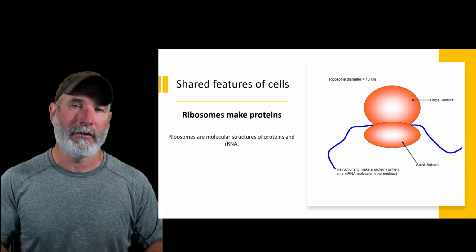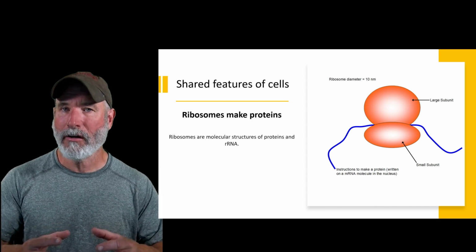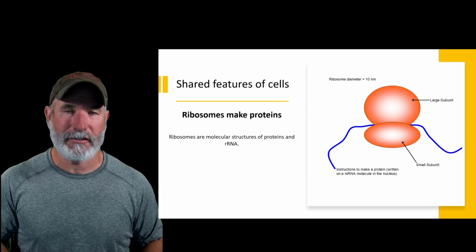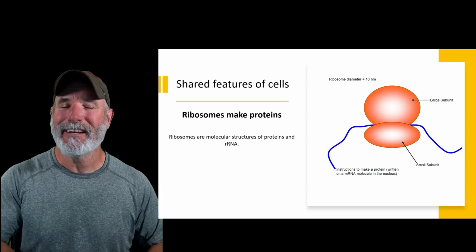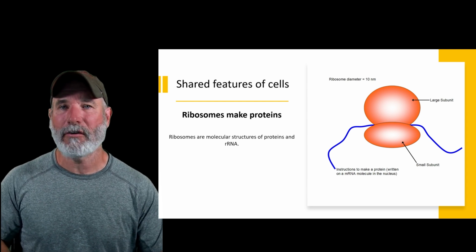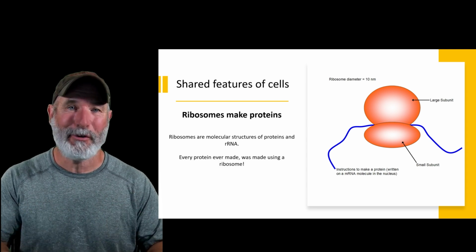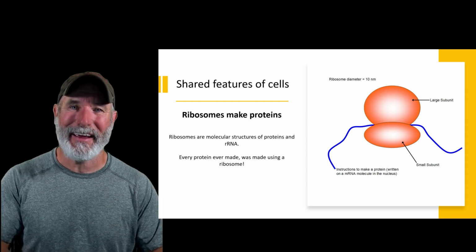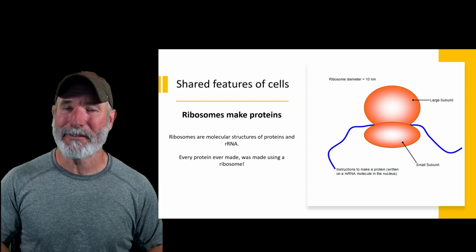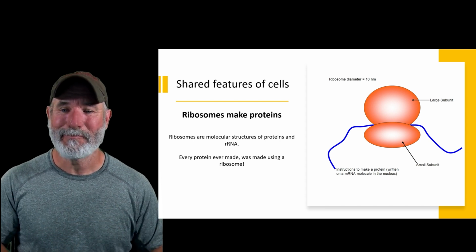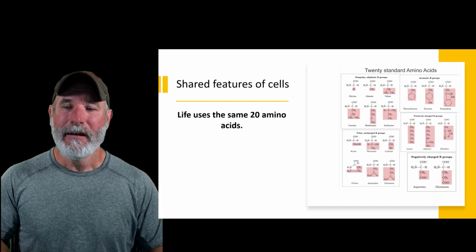And ribosomes, these are large molecular structures. They're made of proteins and a special type of RNA called ribosomal RNA. And every protein that's ever been made is made inside of a ribosome, inside of a cell. I know, that's amazing, right?